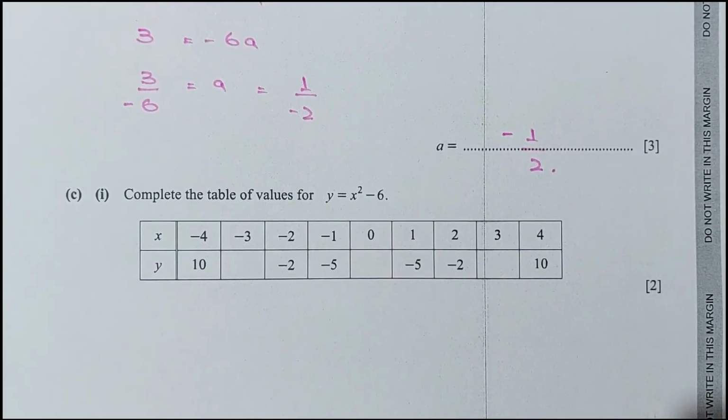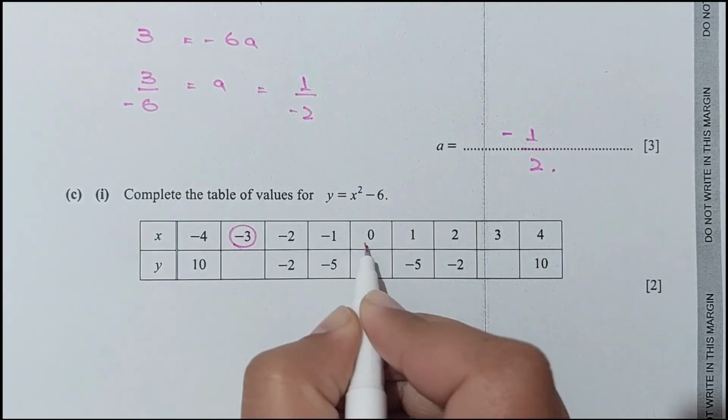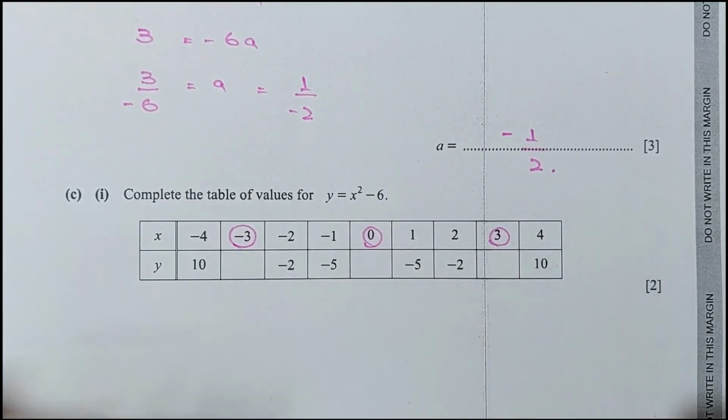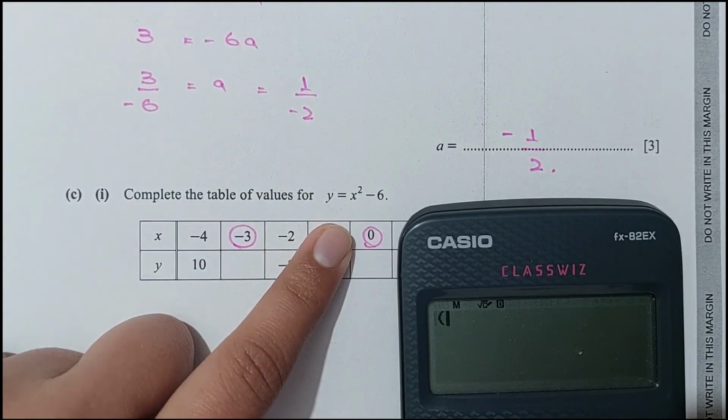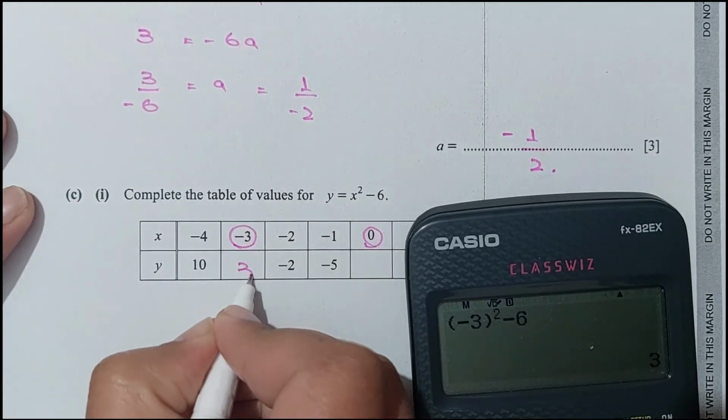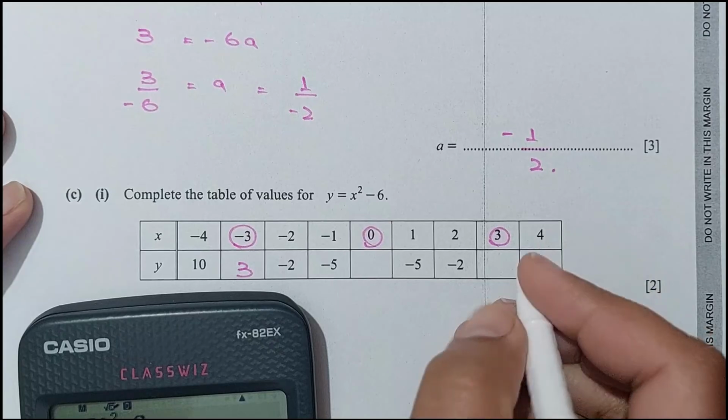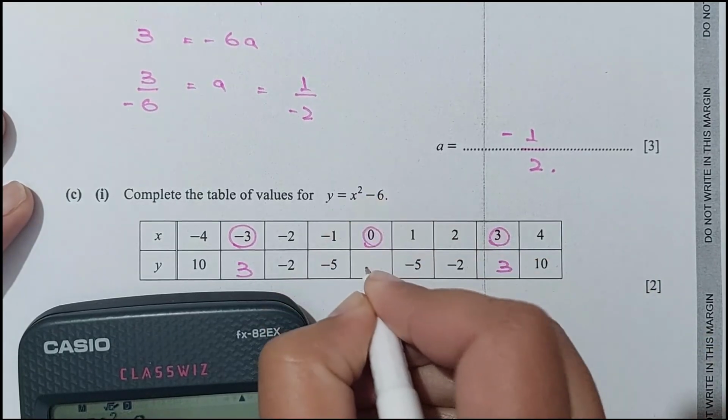Now for part C, number 1, complete the table of values for this function for negative 3, 0 and 3. Okay, negative 3 square minus 6 is 3. Positive 3 square minus 6 is also 3. And when you put 0, it's negative 6.